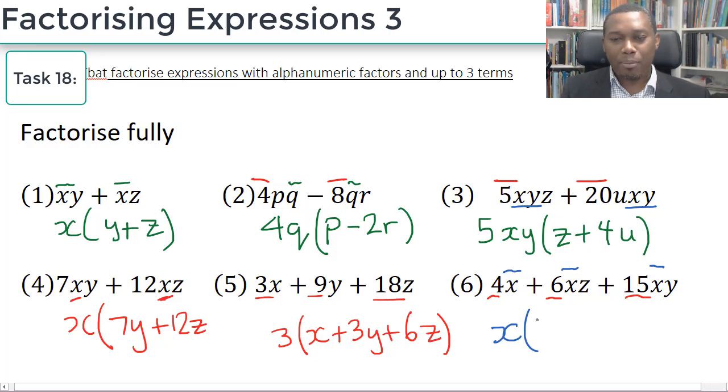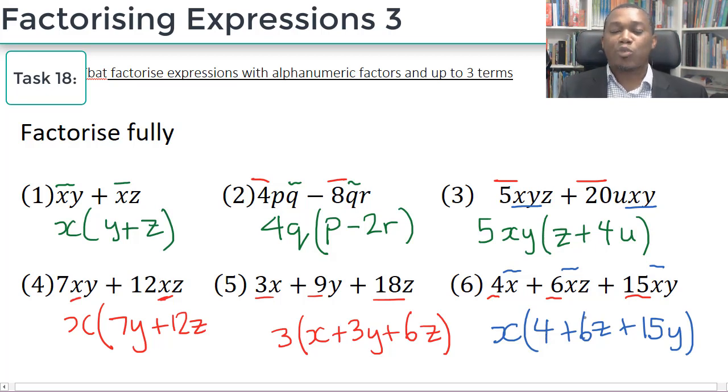To make 4X, I multiply by 4. I have X to get 6XZ. I'm going to put in the missing letters, the 6 and the Z. And then for 15XY, I'm using the X, so what's missing is the 15 and the Y. That is the logic we're using, because when I multiply out X times 6Z will be 6XZ, putting it number and then alphabetical order. Those are your solutions.